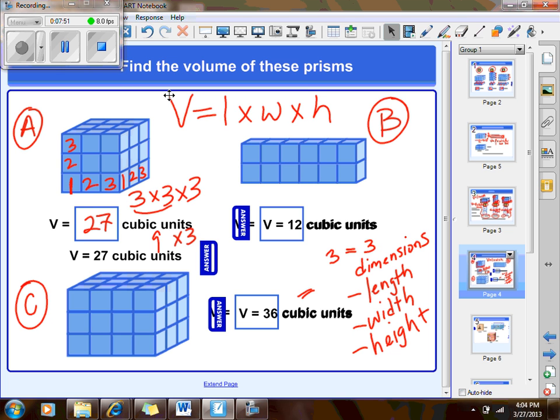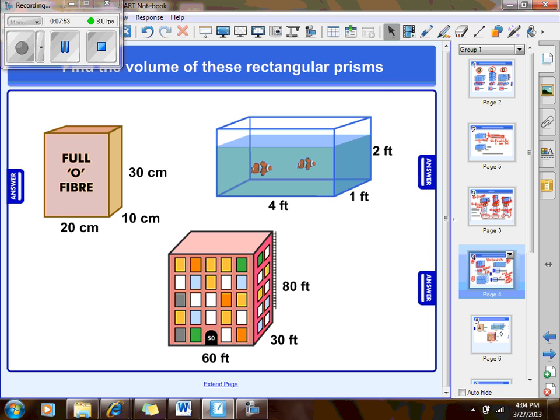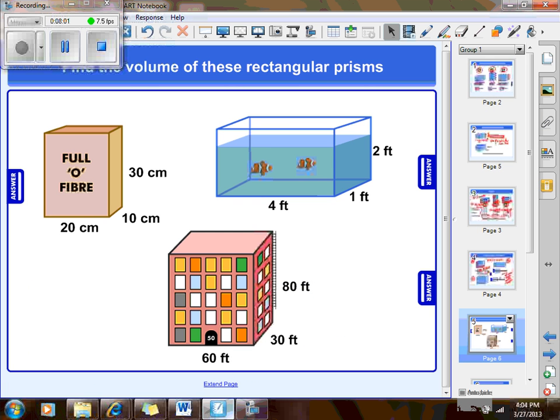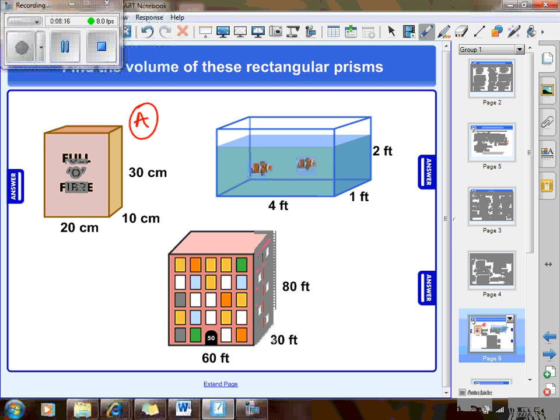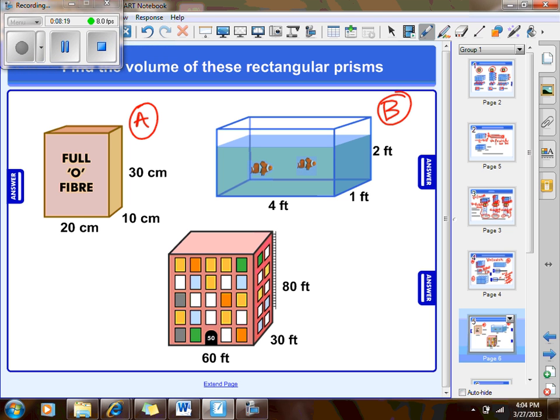Now I'll give you some real life examples for you to work through. My box of cereal, my full of fiber. So my box of cereal, we could call A if we really wanted to. Call box of cereal A. Call the fish tank B. We'll call the office building C. Pause me now and work on those, and I'll come back and give you the answers.